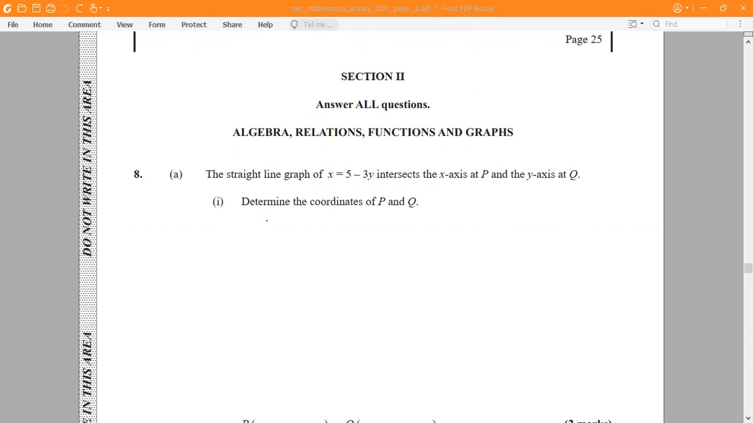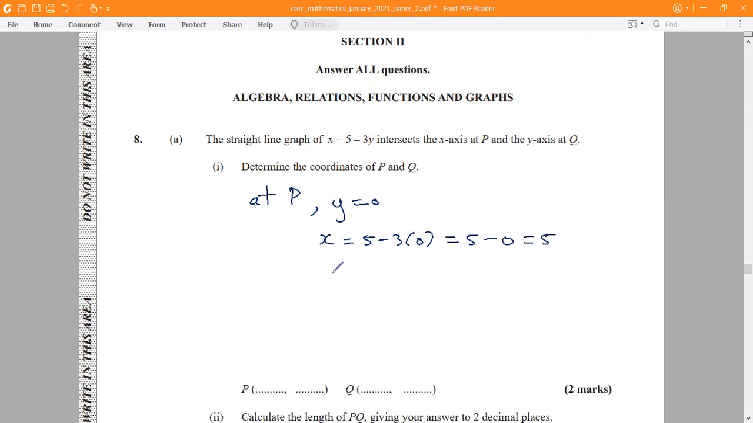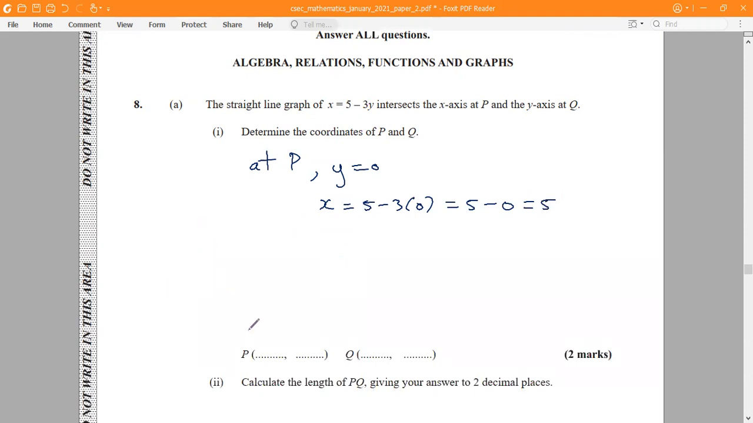So at P, which is the x-axis, y is equal to 0. So we then substitute y is equal to 0 into this equation. So we have x is equal to 5 subtract 3 times 0, which is 5 subtract 0 because 3 times 0 is 0, which is 5. So coordinates of P would be x equal 5, comma, y is equal to 0.